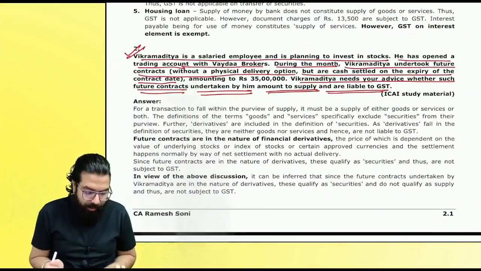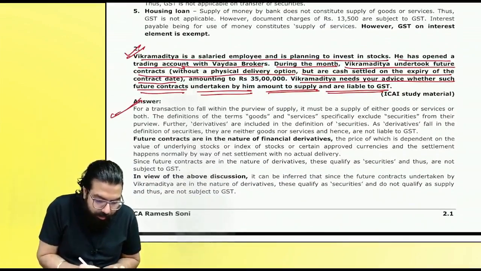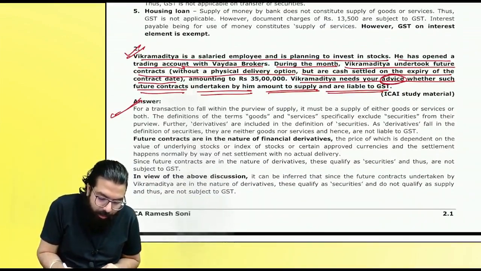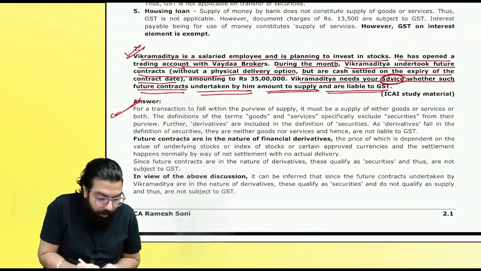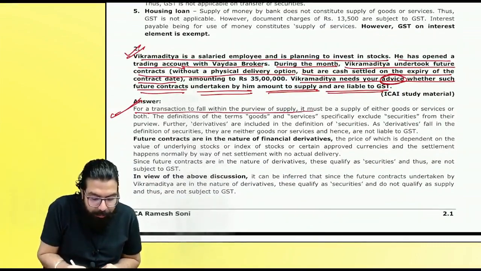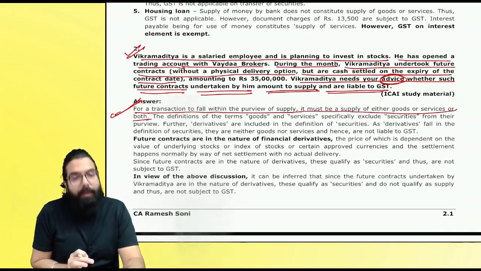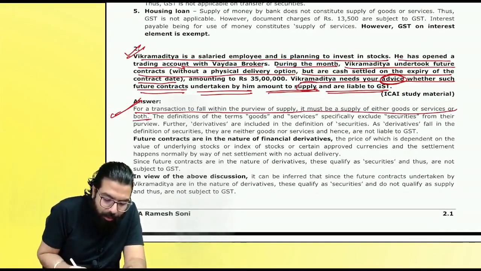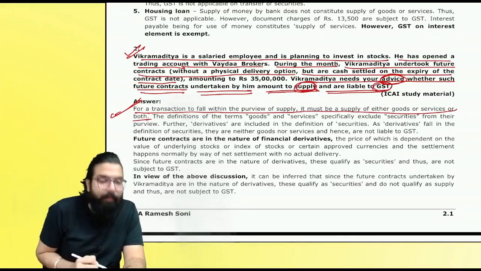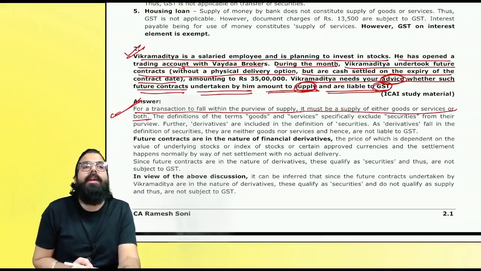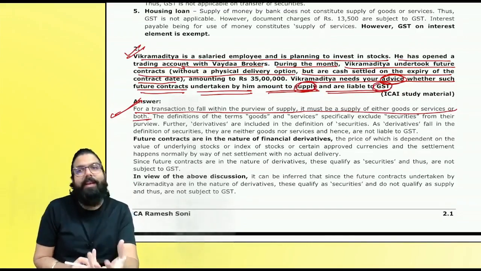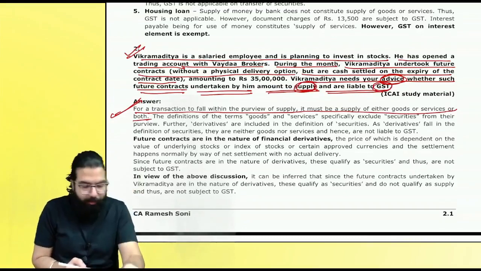Chalo, let's compare our answer. For a transaction, they are asking your advice. Advice means full gyan you have to give. For a transaction to fall within the purview of supply, it must be either goods or service or both. Correct? They are asking you whether it will amount to supply and liable to GST. First, you have to say for something to reach supply, it has to fall in goods or service.